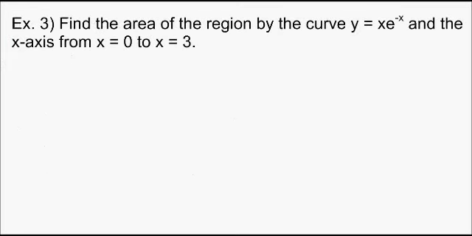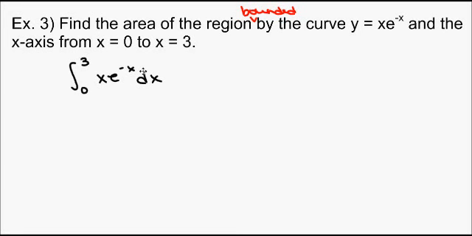Example 3. Find the area of the region bounded by the curve y equals x e to the negative x and the x-axis from 0 to 3. So x equals 0 to x equals 3. So really we are integrating, because area means integrate, from 0 to 3 the function x e to the negative x dx.